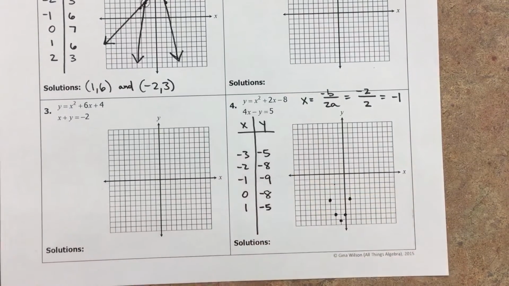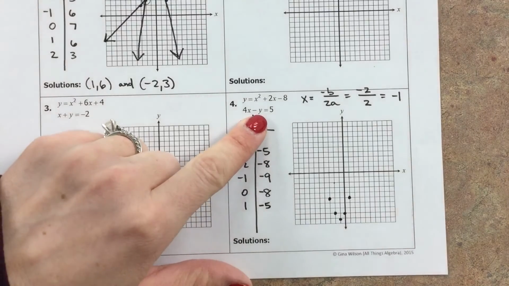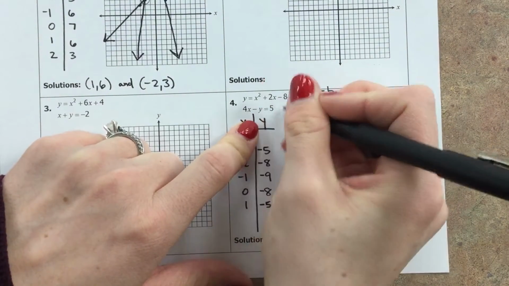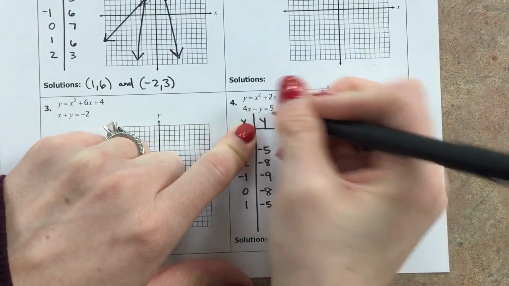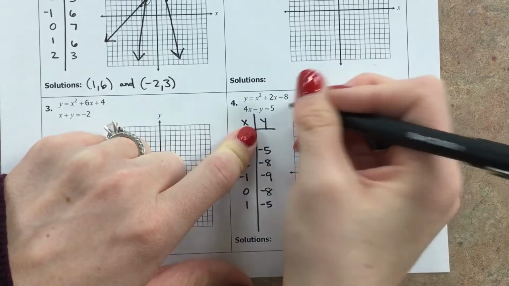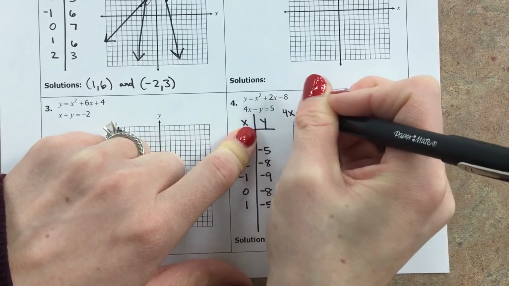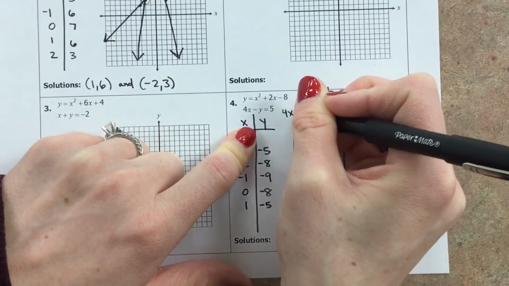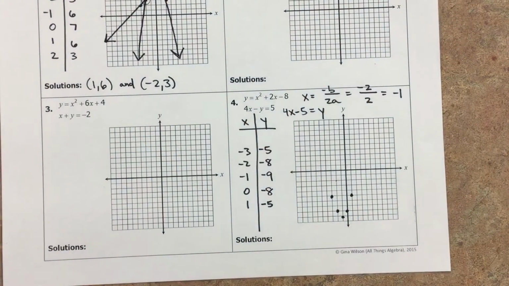Here's our line. We need to rearrange it just a little bit, so get the y by itself. I'm going to add the y over to the right-hand side, so add the y and then subtract the 5. So 4x minus 5 is equal to y. So that's my line in my slope-intercept form now.